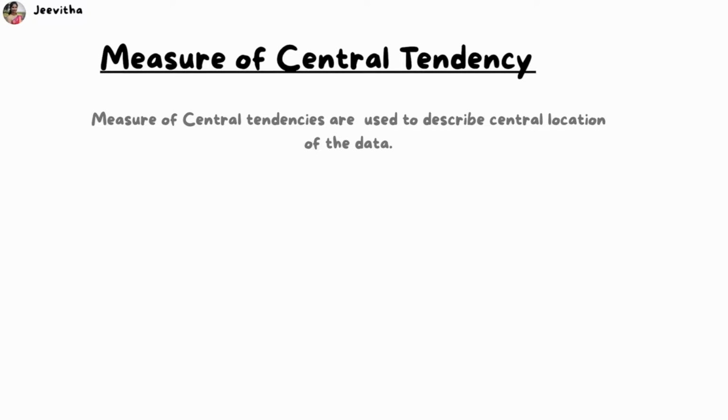So what is measure of central tendency? Measures of central tendency are basically used to describe the central location of the data. If you want to understand how exactly data is distributed at the center, we go with measure of central tendency. And this can be measured using three things, that is mean, median and the mode. These are the three measures which help in describing the central location of the data.